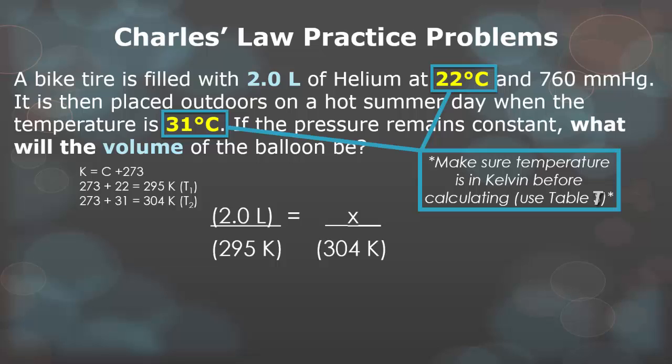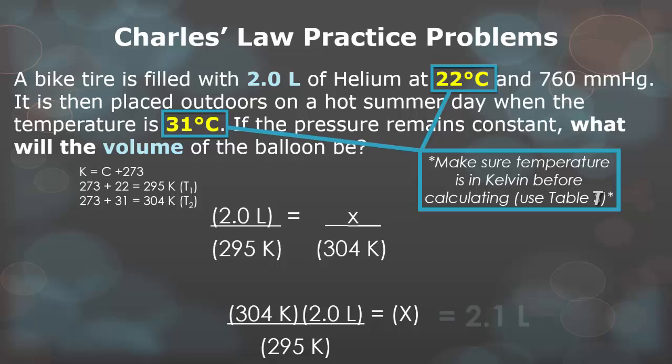Put all the variables into our formula, and you get 2 over 295 equals x over 304. You cross multiply and divide, and you end up with 304 times 2 divided by 295, which comes out to be 2.1 liters. If you are increasing the temperature, as you see from 22 degrees Celsius to 31, you should also be increasing your volume because those gases need more space.